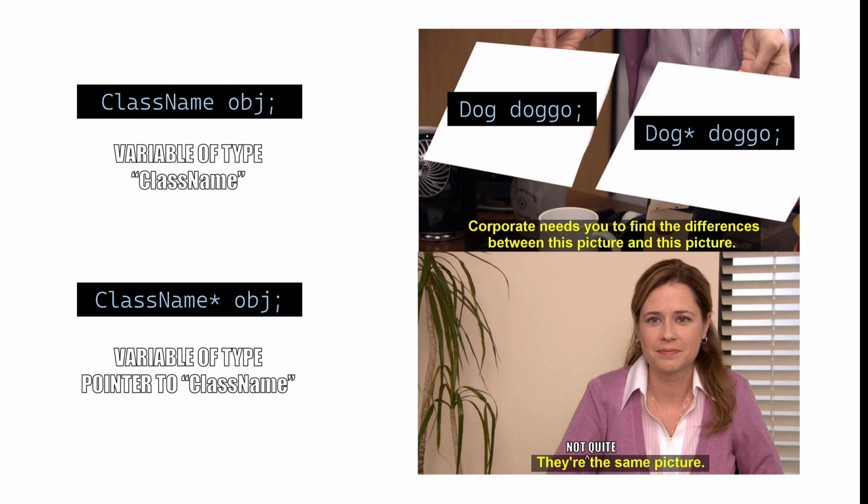To show you a brief example of how this works, first up top is a declaration of a normal object. ClassName obj creates a variable of type ClassName. If you add this little asterisk next to that class declaration, you get a variable of type pointer to a ClassName object. This will hold the address in memory where you can find a ClassName object.